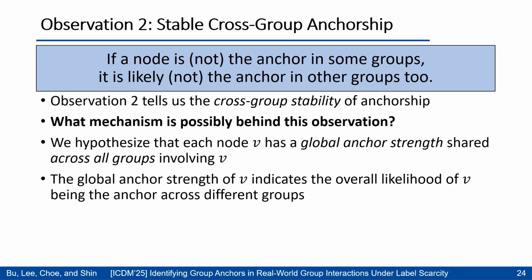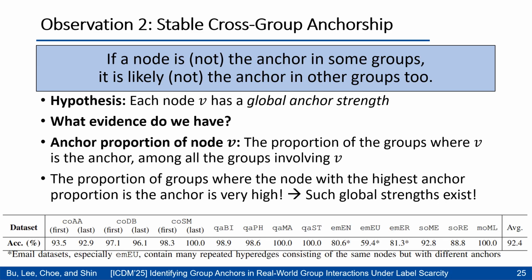We have the hypothesis that each node V has a global anchor strength that indicates the overall likelihood of the node V being the anchor and is shared across all groups involving V. We also numerically validate this hypothesis. For each node V, we define its anchor proportion as the proportion of groups where V is the anchor among all the groups involving the node V. We show that we can well explain the non-group anchors using the anchor proportion as the anchor strength we hypothesized. This implies that such global anchor strengths indeed exist.